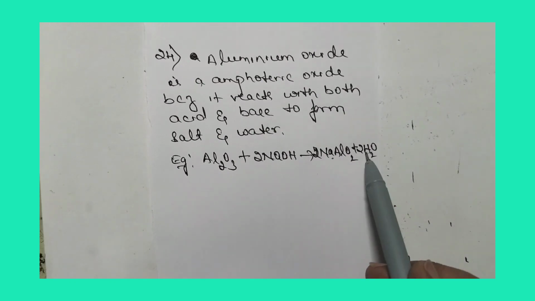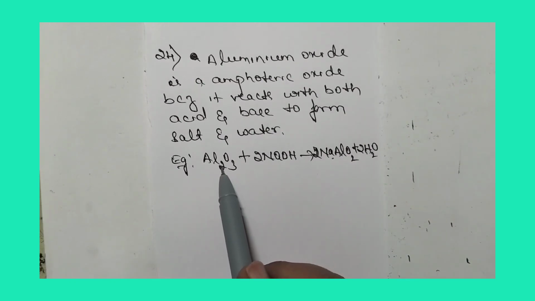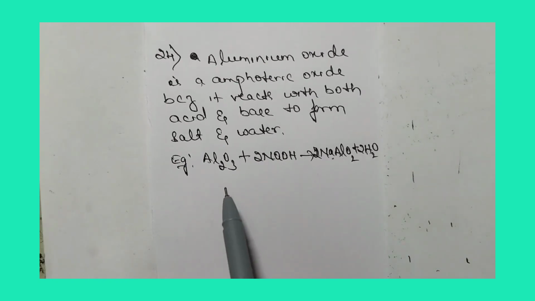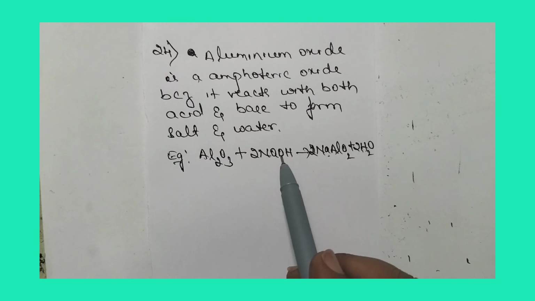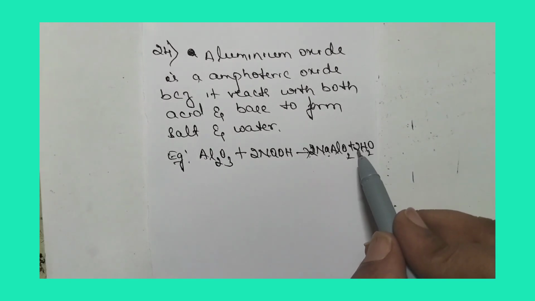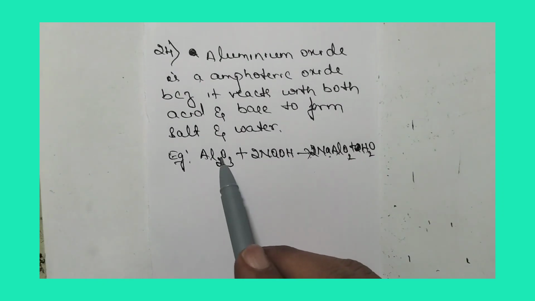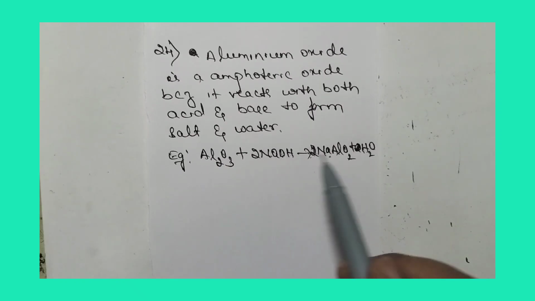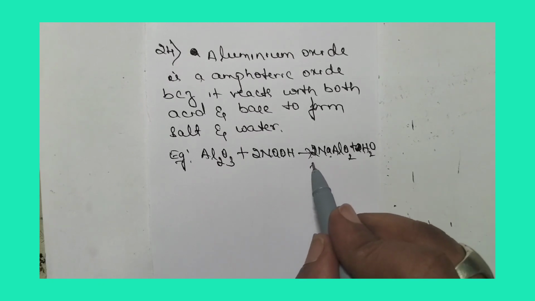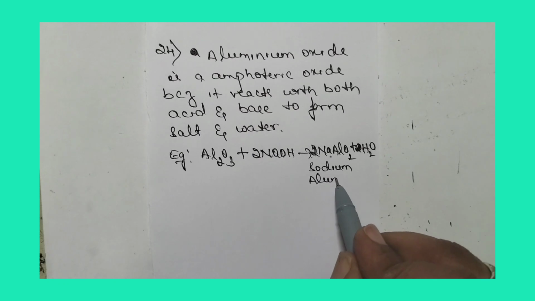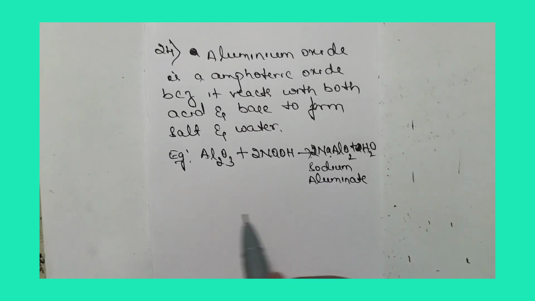Let us see whether the equation is balanced. 2Al, Al2; Na, 2Na. Then oxygen: here 3, there 2, so 5 oxygen; 2 times 2 is 4 plus 1. So on the other side we make it H2O. So 2NaAlO2, the name of the salt is sodium aluminate, and water.